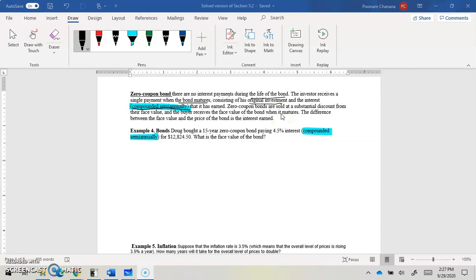So in these cases, the buyer, which is Doug in this case, will receive the final amount as its face value. So basically, the face value is equal to your compound amount. Okay. What was the formula for that? Principal times 1 plus r by n raised to the power nt. That was the formula. What is the principal in this case?